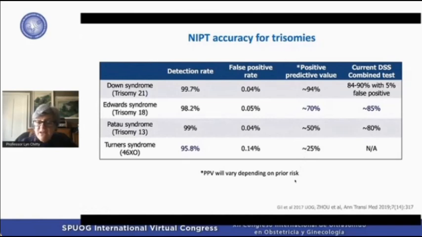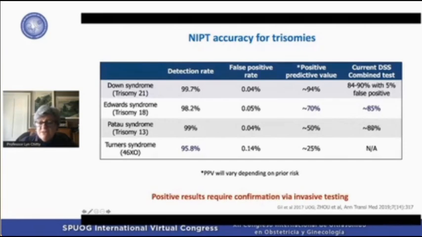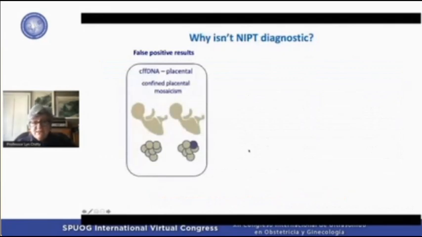And the positive predictive value will vary depending on your prior risk, whether you're low risk or high risk. But you can see here that the positive predictive values on the whole are very high. But a positive result will require confirmation using an invasive test because of the small but significant false positive rate. And why do we get false positive rates?